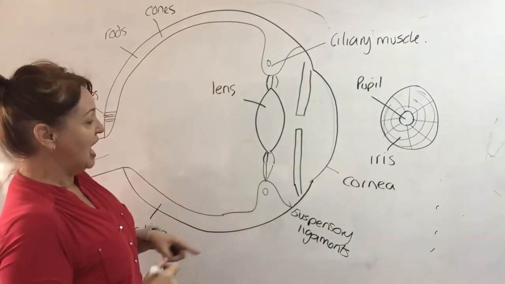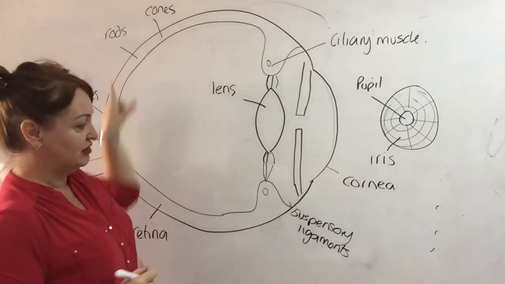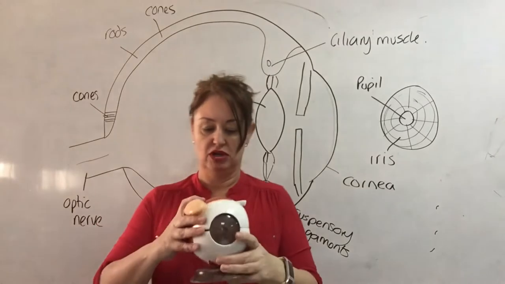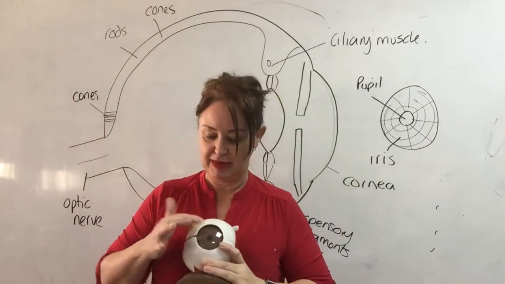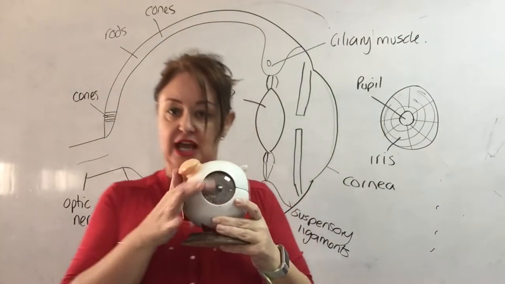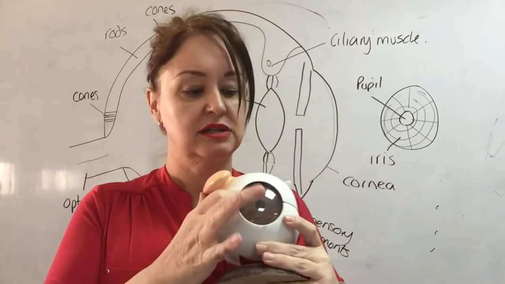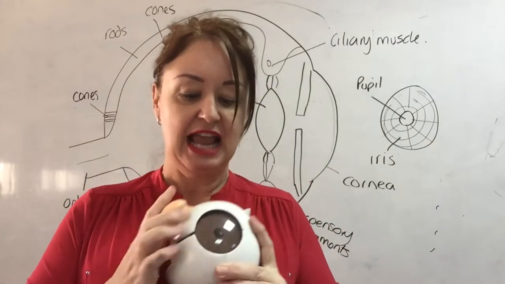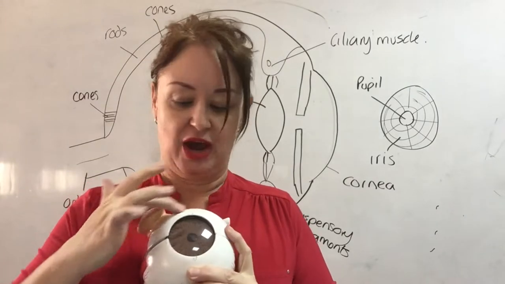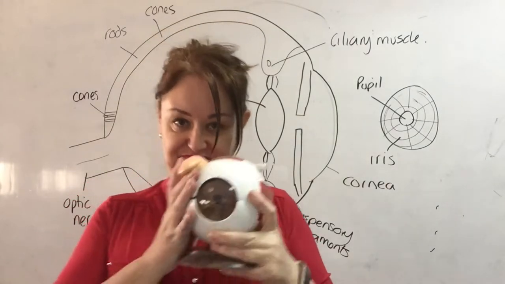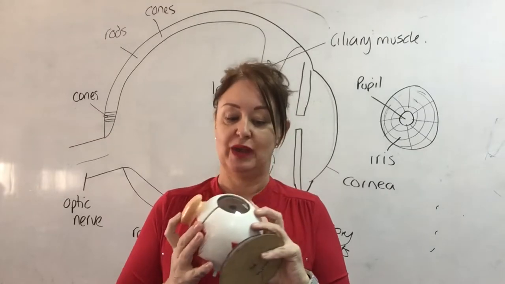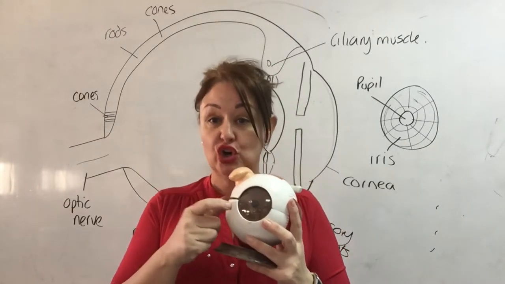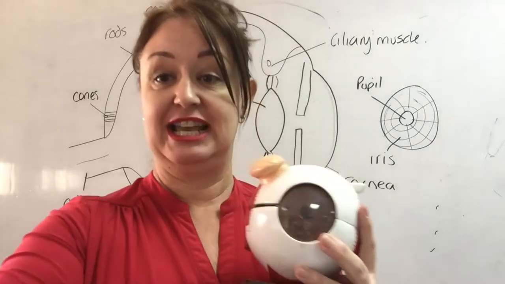So let's just have a little look at how this relates to this model here. Okay, so here's my cornea. This is the transparent part, and that does most of the focusing, most of the bending of light. And this white, tough outer area is called your sclera.